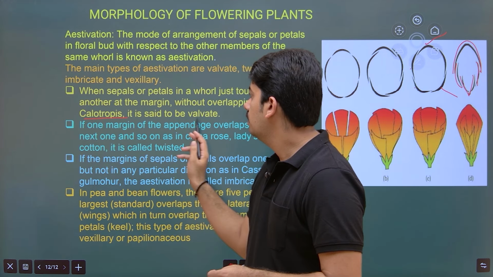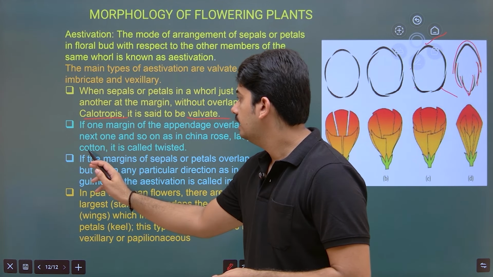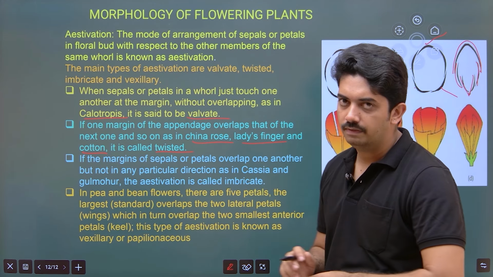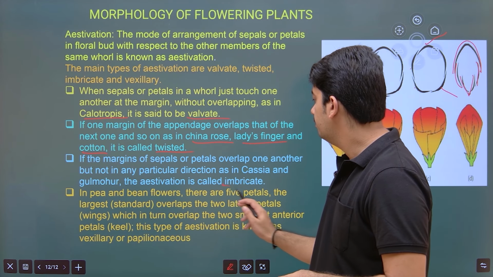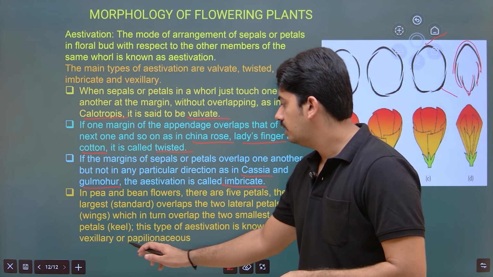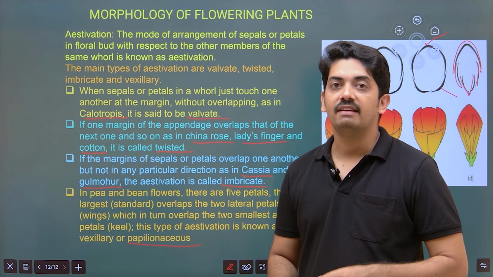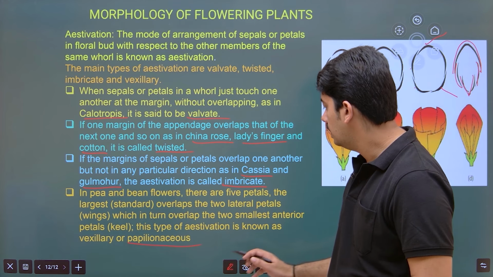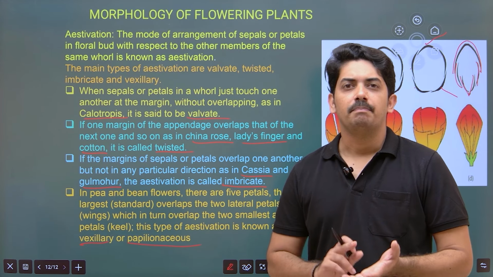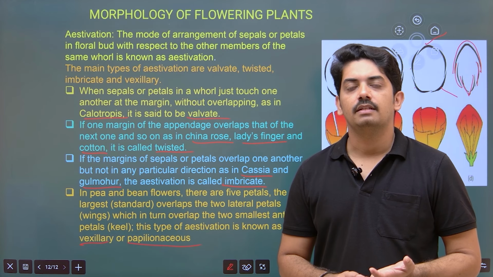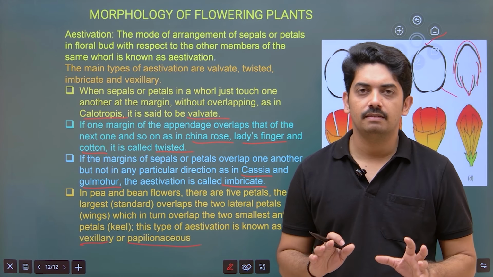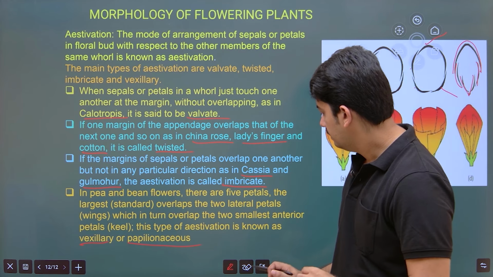Calotropis is the example for valvate aestivation. In the case of cotton, we observe twisted aestivation. Even in China rose and lady's finger we observe twisted aestivation. In the case of imbricate aestivation, the best examples are Cassia and Gulmohar. Butterfly wing-like corolla is called Papilionaceous corolla. Vexillary aestivation is very common in the Fabaceae family: pea plant, bean, Crotalaria, Clitoria. All these flowering plants produce vexillary aestivation.